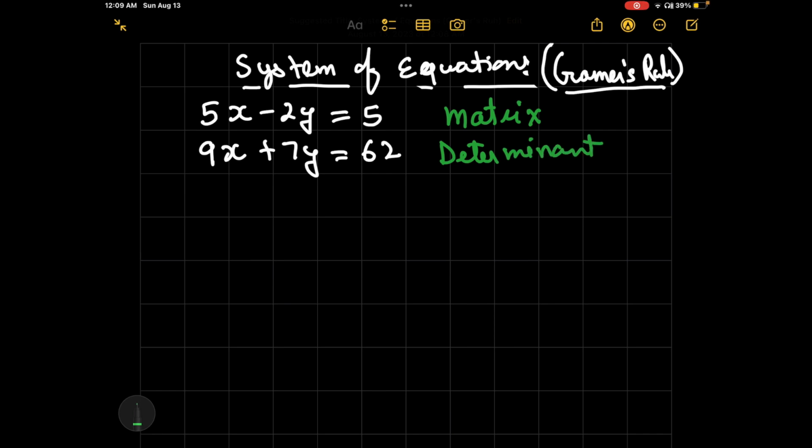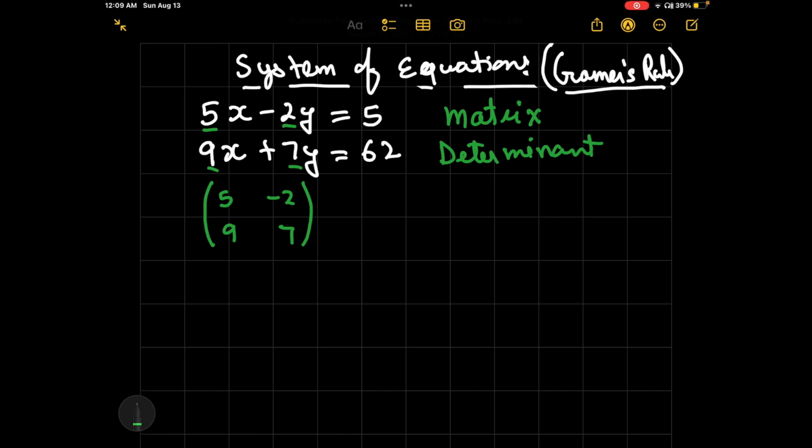So what is a matrix? If you look at this equation, we can make a matrix out of it. The way we make a matrix out of it is like this. We look at the coefficients of x and y, 5, -2, 9, 7, and we write them over here: 5, -2, 9, and 7. All right. And then we calculate a determinant of it.